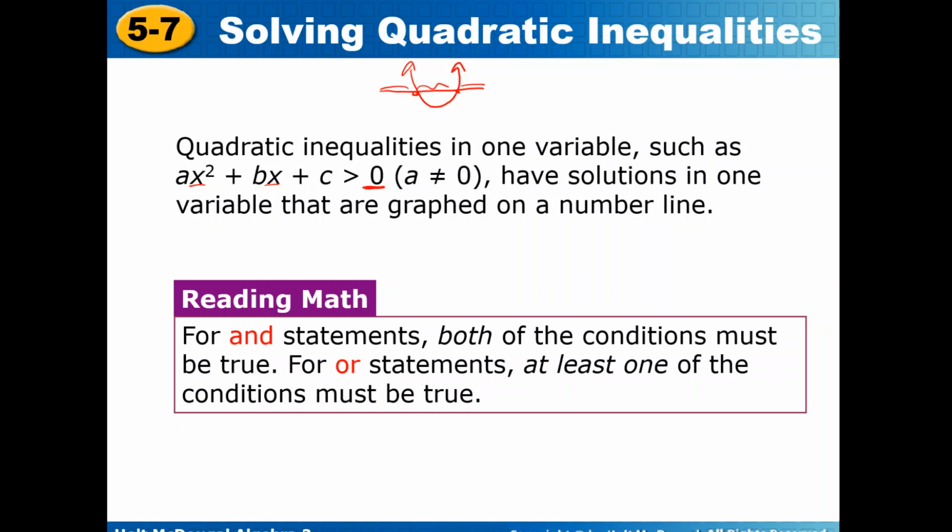All right, so for reading math, for "and" statements, both of the conditions must be true. For "or" statements, at least one of the conditions must be true. All right, so we'll see what that means.